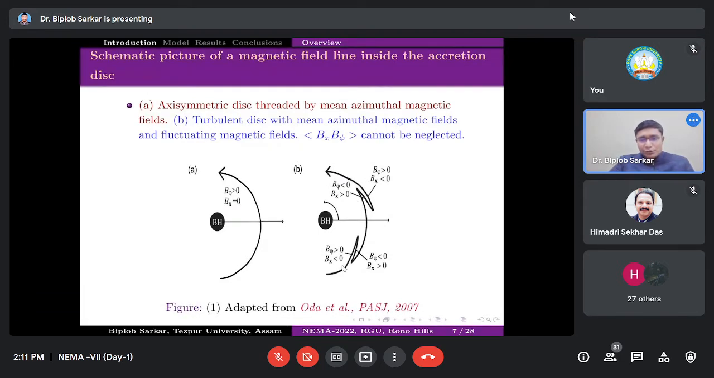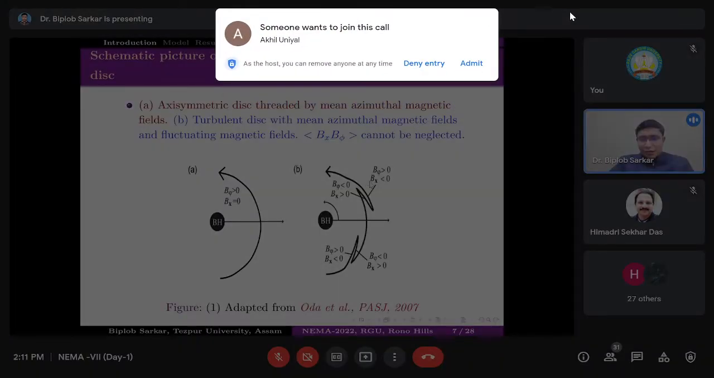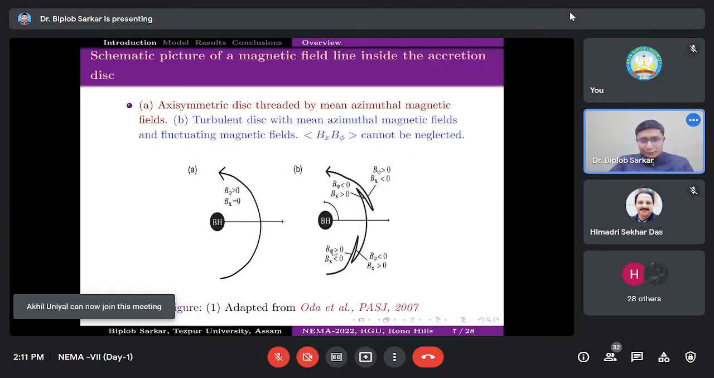Due to the non-linear growth of magnetorotational instability, this mean azimuthal magnetic field line can develop fluctuating components. It is to be noted that if we take the azimuthal average of the fluctuating radial components, they will average out to 0. However, the product of the Bx and B phi components always has a negative value. So the azimuthal average of Bx B phi cannot be neglected, and this will contribute to the Maxwell stress in the accretion flow.